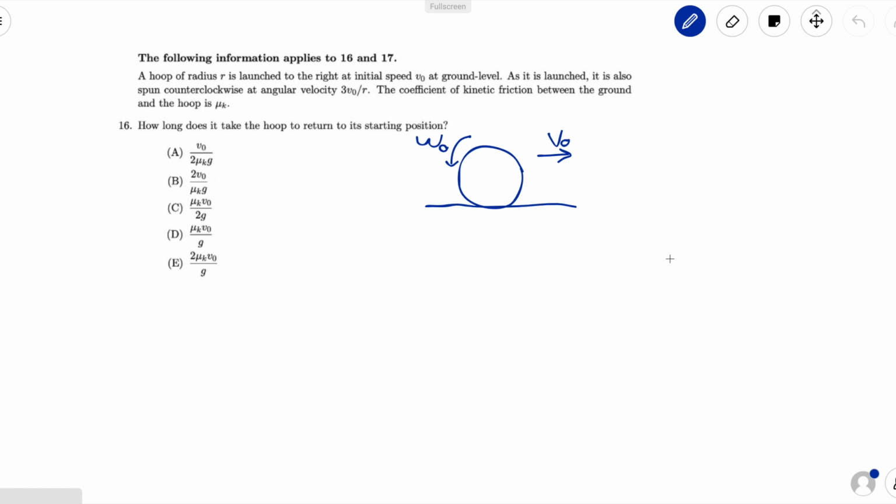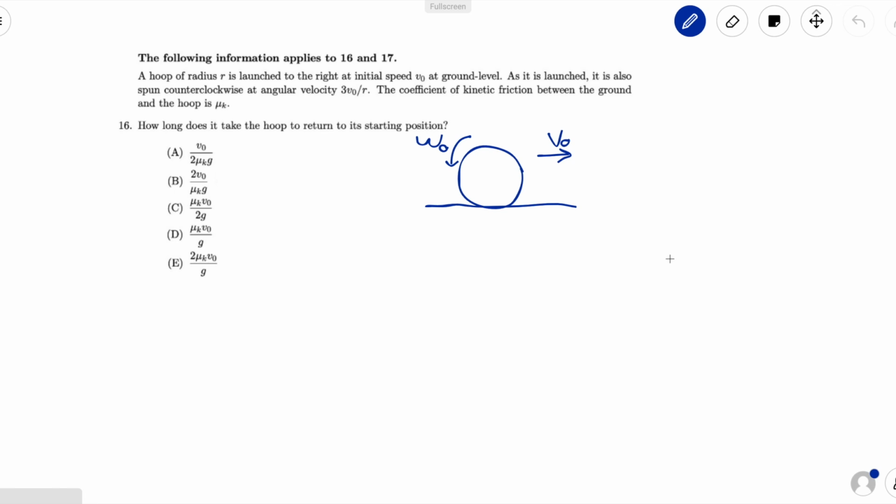Today we will be doing 2019 F equals MA Exam B problem number 16. The problem reads: a hoop of radius r is launched to the right at an initial speed of v0 at ground level. As it is launched, it is also spun counterclockwise at angular velocity 3v0 over r. The coefficient of kinetic friction between the ground and the hoop is mu. How long does it take for the hoop to return to its starting position?